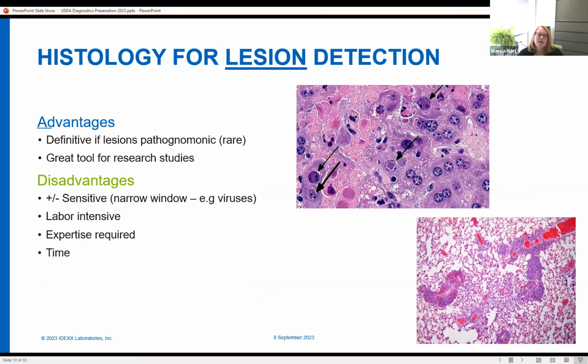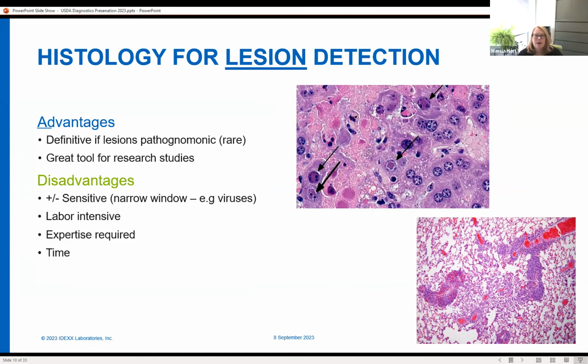We can also talk about histology for lesion detection. And this is a little bit different because this is more of a historical response. What I'm looking for here is the response to the infectious agent and not necessarily the infectious agent itself. The advantage is that it can be definitive if the lesions are pathognomonic. And as I mentioned before, that's really, really rare.